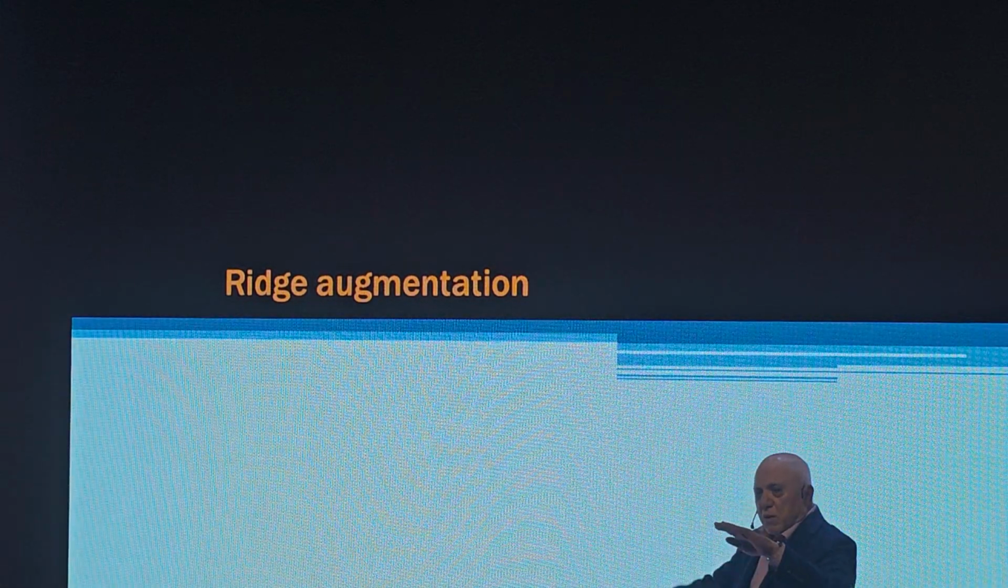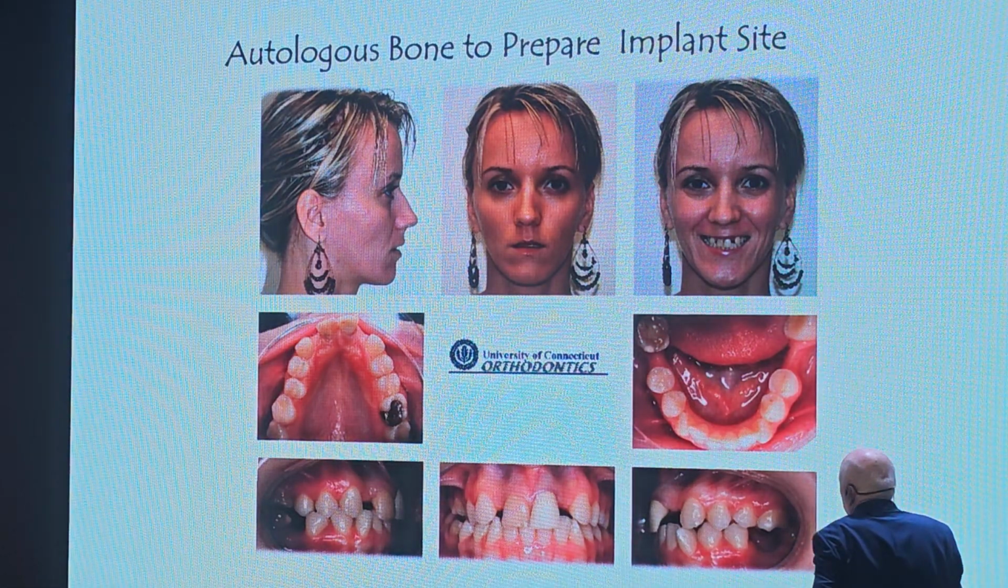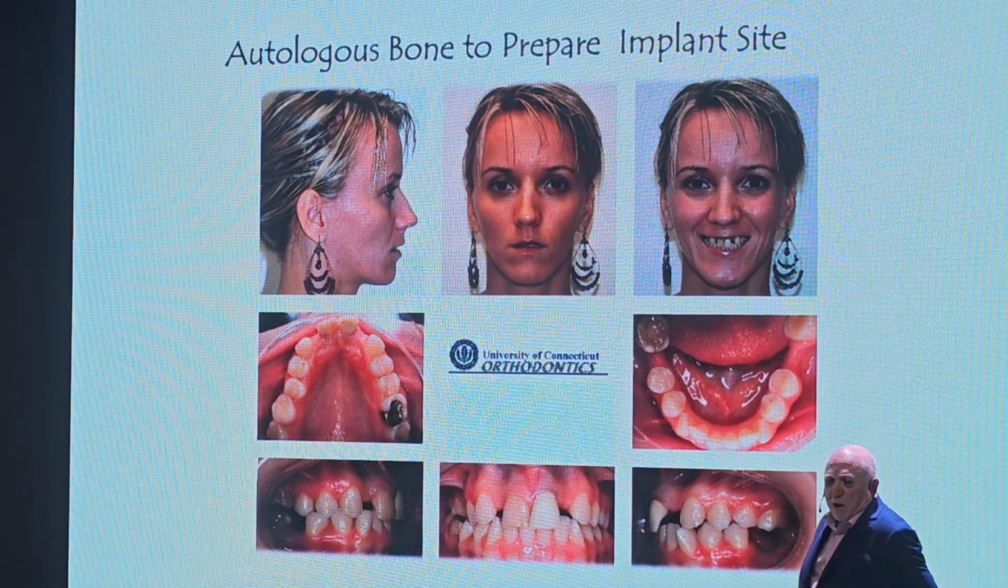So, tissue levels are different, and bone levels are different. You can exclude the deep bones where you come with it. Ridge augmentation. This is another patient.